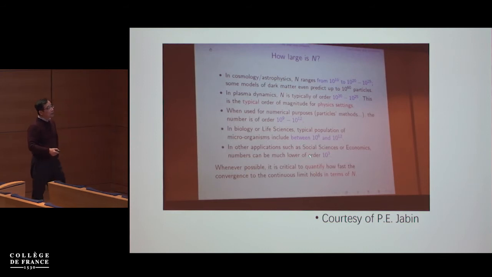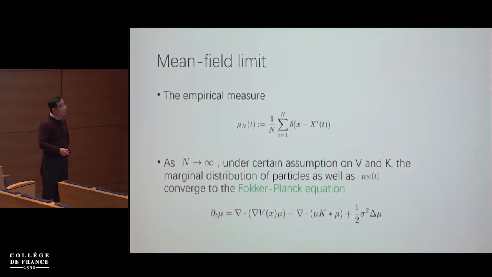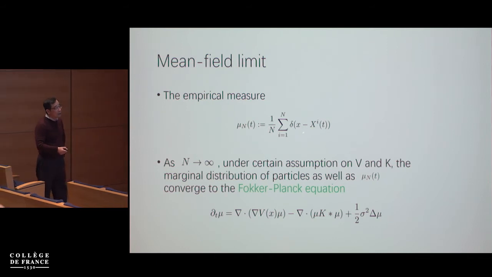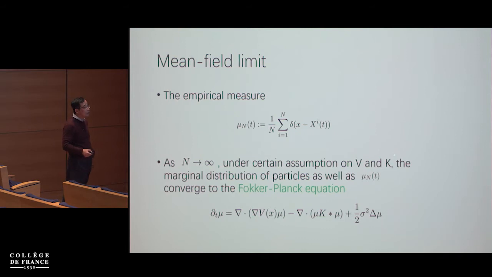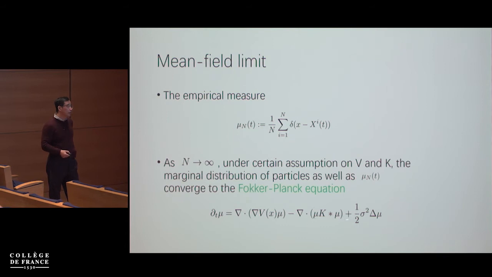So the keyword is that n is very large, but sometimes, of course, when n is very large, you can take the so-called mean field limit and send n to infinity. The way to do that is you define the empirical measure: you put the Dirac mass on each particle, then take the average. You can prove that as n goes to infinity, under certain assumptions on the external potential and the interacting potential, either this empirical measure or the first marginal converges to this Fokker-Planck equation, where the external force gives you this drift term, the interacting potential gives you this non-local convolution term, while the Brownian motion gives you this diffusion term.